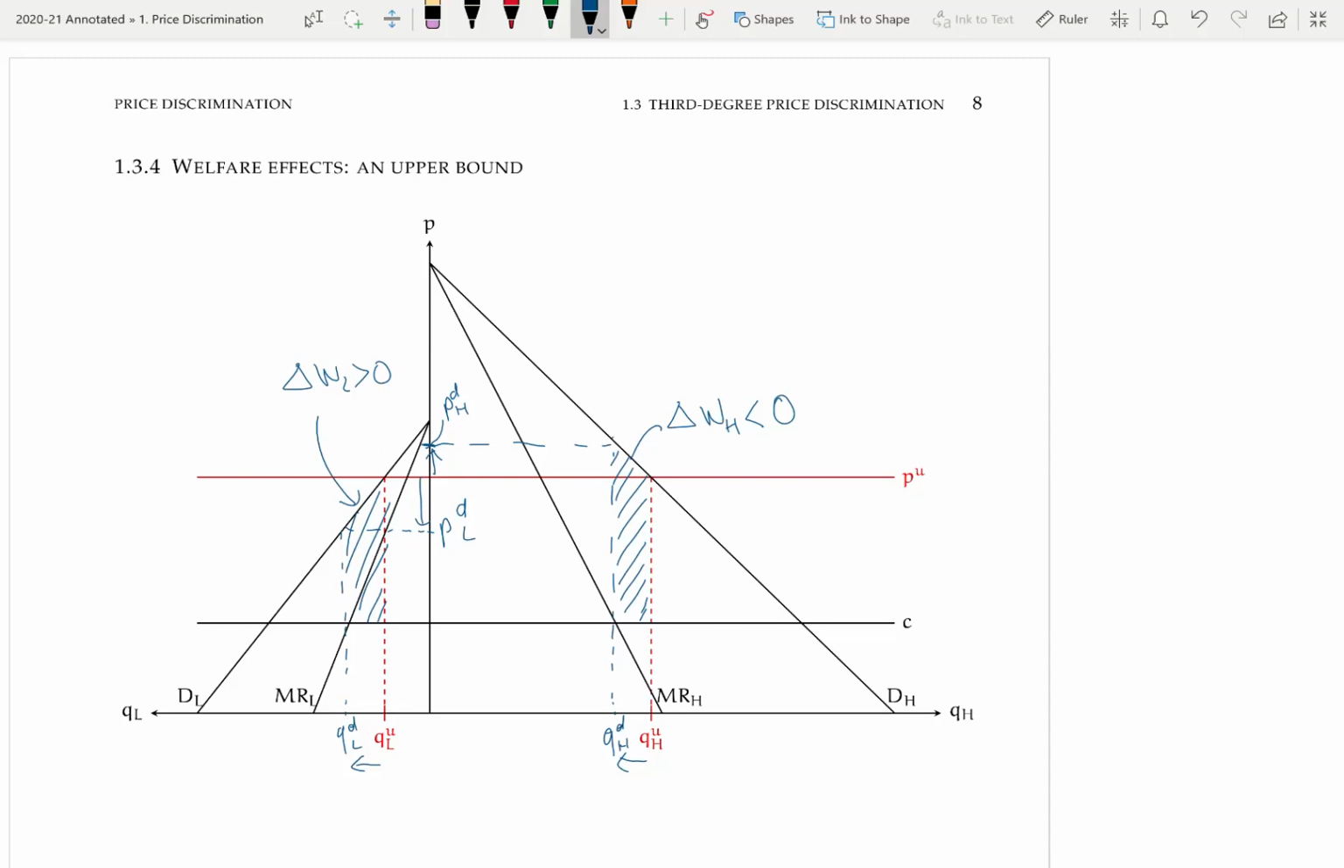The notation I'm going to use here is that the overall change in welfare is denoted delta W. That's equal to the change in welfare between the welfare under price discrimination and under uniform pricing, which we can split up between the two markets. So we have the change in welfare in market L as we move from uniform pricing to third degree price discrimination, and we have a similar thing in market H.